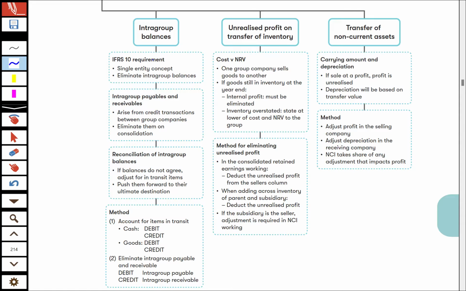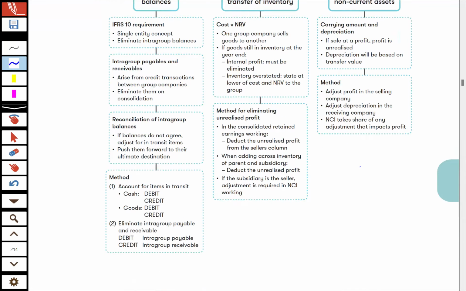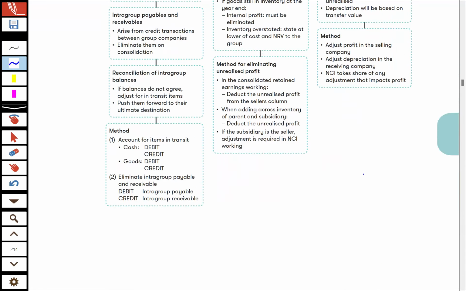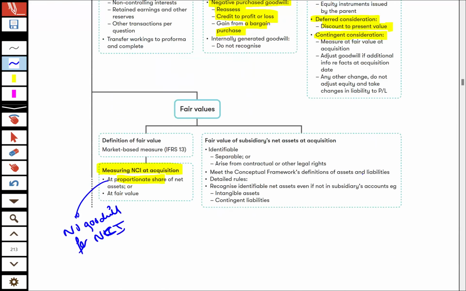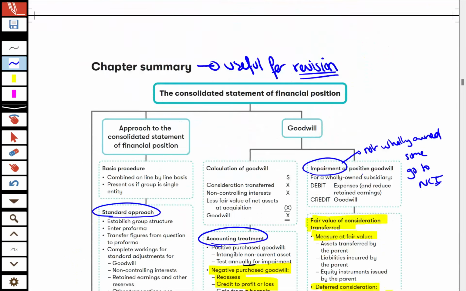We've looked at removing intergroup balances because in essence we cannot trade with ourselves. The group accounts are for one single entity. So we've looked at removing profits, we've looked at removing intergroup balances, and the same with the transfer of assets there. We've looked at removing excess profits, and we've looked at adjusting for excess depreciations as well. So really, really useful summary diagrams there of everything that we've talked about in detail within this chapter.